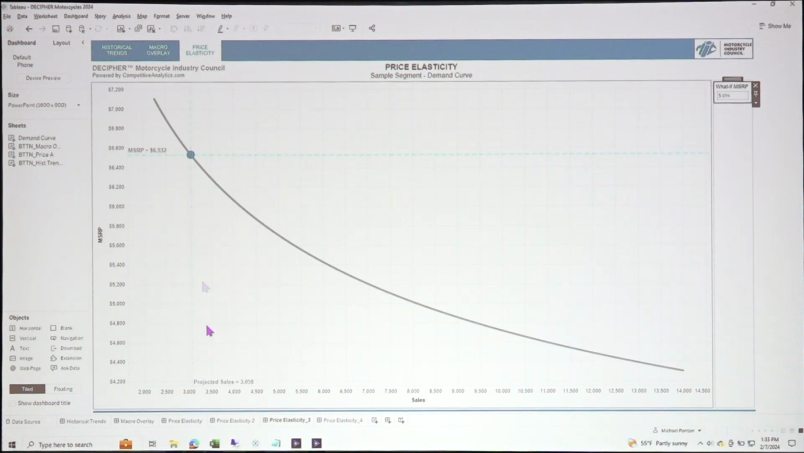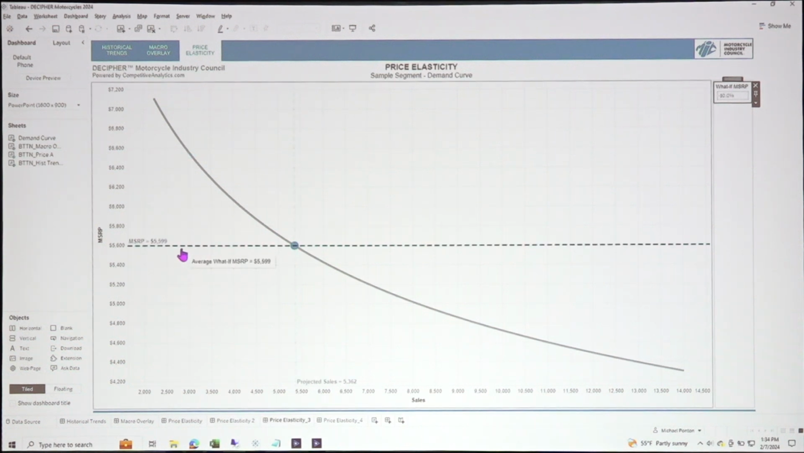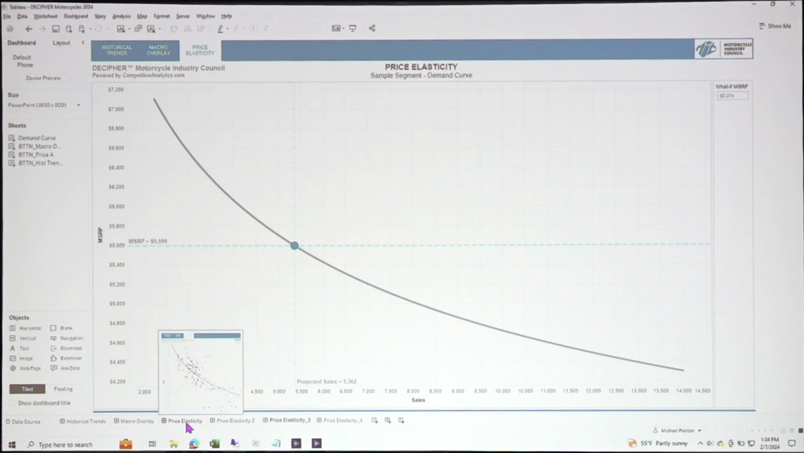Okay, my price went up 5% and my sales went down to $3,058. What if I lower my price 10%? Okay, my price is $5,599 and my projected sales are $5,362. It may seem complicated, it's actually not. It's actually pretty easy to calculate this stuff. All you need is data and Excel. That's it.